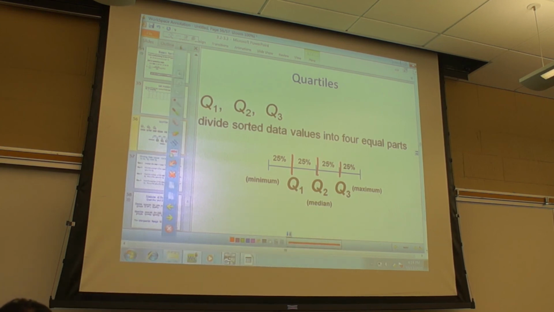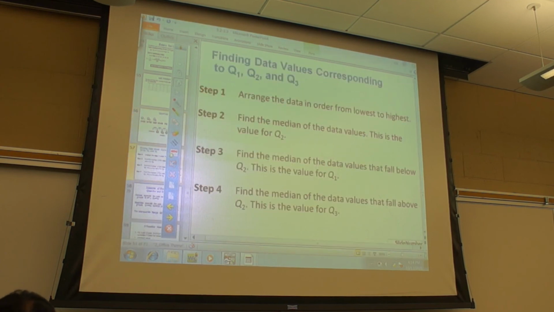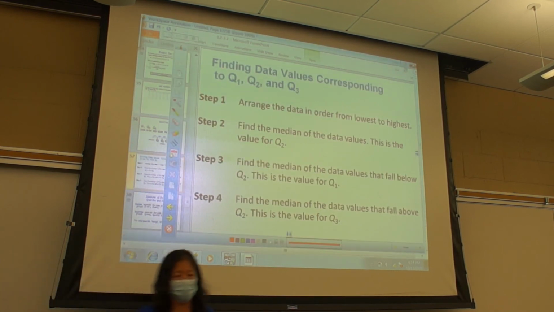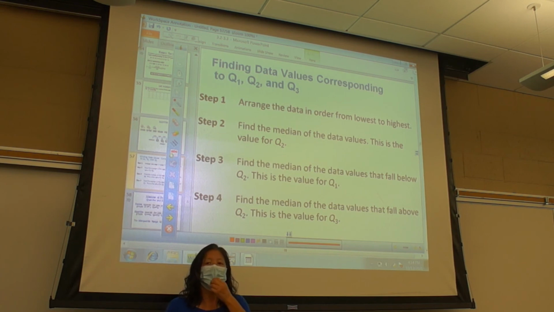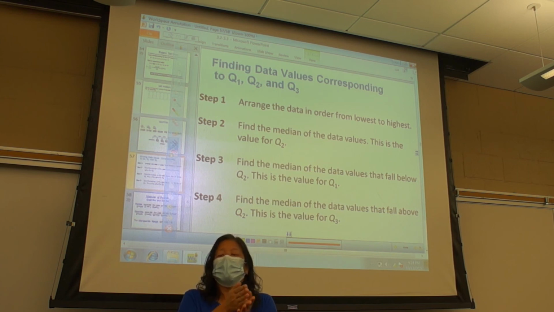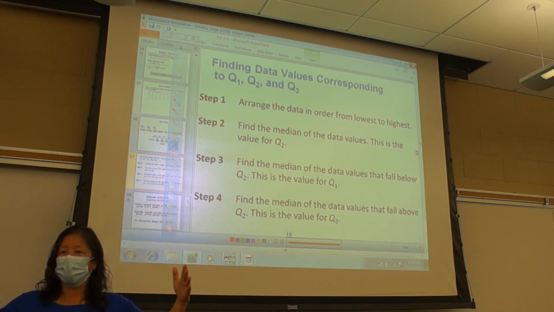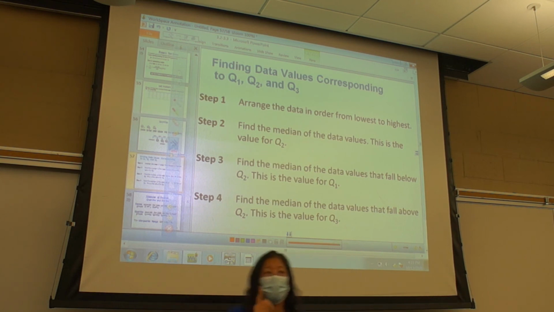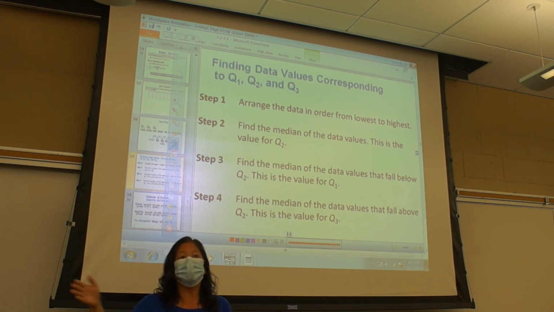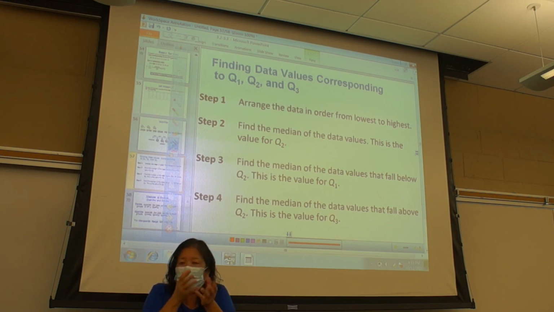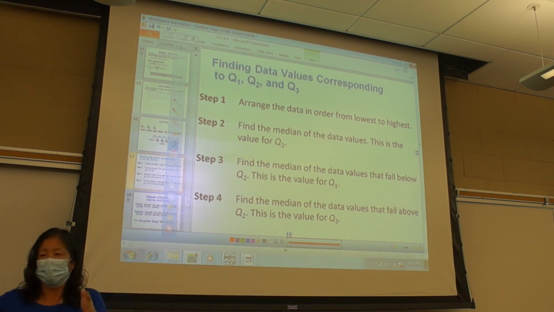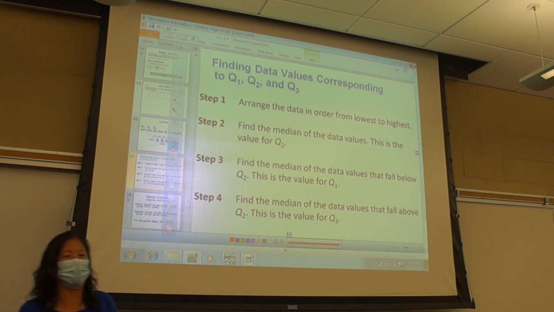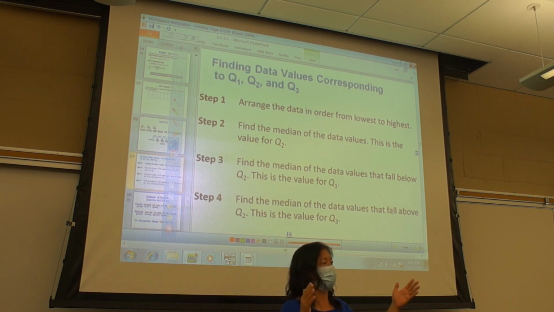So if I want to find the quartiles, it's super easy. Arrange your data in order from smallest to largest. Split your data perfectly in half. Find the median of the lower half, that's your Q1. Find the median of the upper half, that's your Q3. If you have an odd number of data values, then you can't split it perfectly in half. So you leave out the middle value, and take everything else. The median of the lower half is your Q1, and the median of your upper half is your Q3.